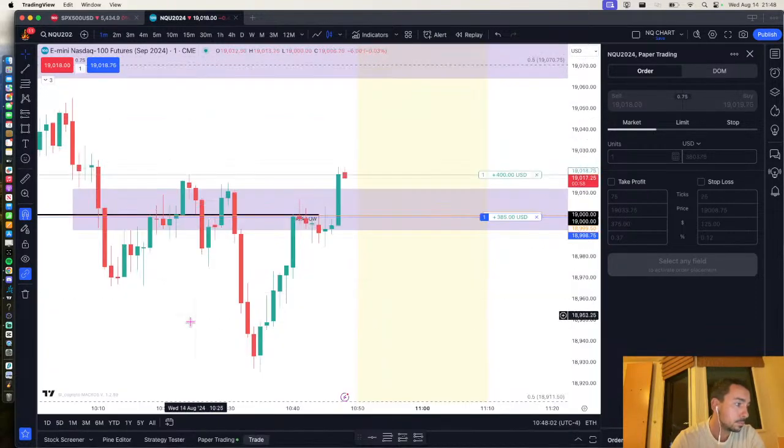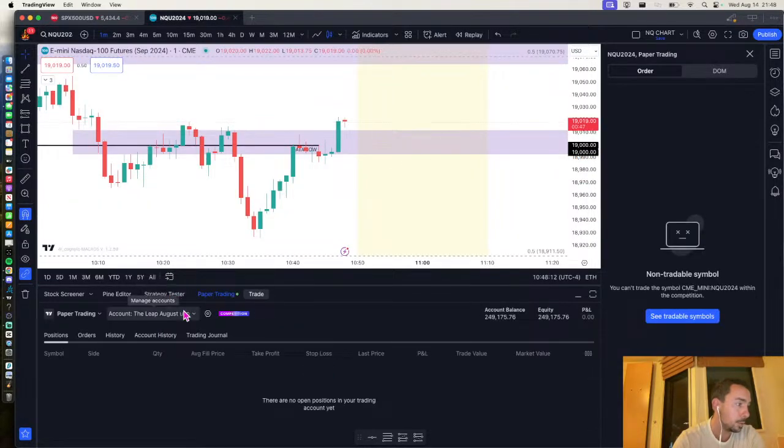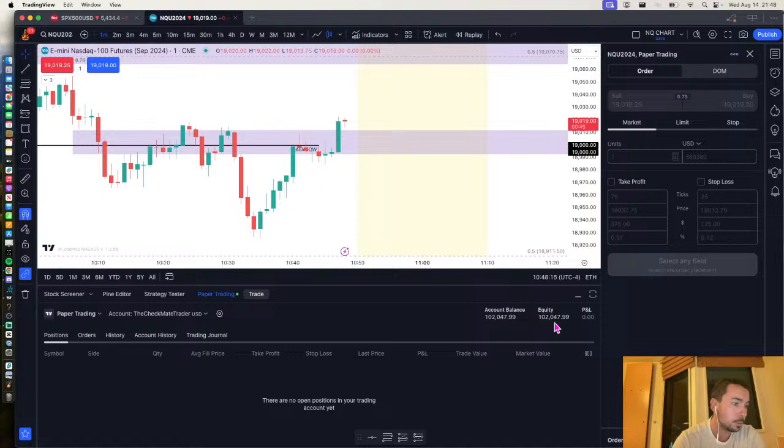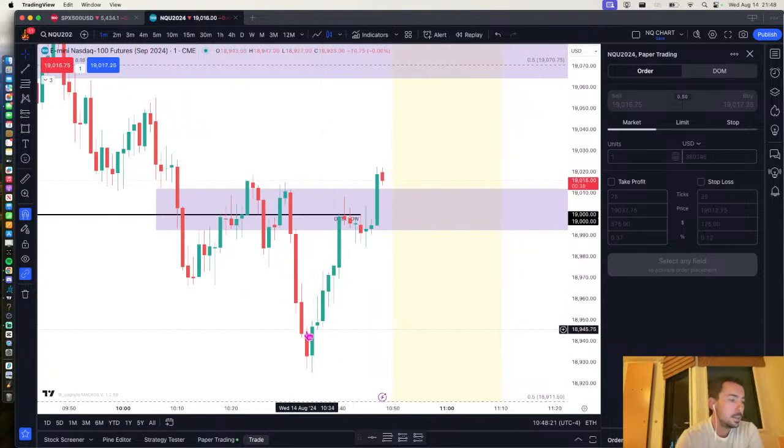Take profit hit. So I know it's not registering, but if you look at my trading account, my equity is moving up, which means that I'm in the trade. And then if we go back to the account, we are locked in at 102,000 profit there. So scalping, guys, easy money.